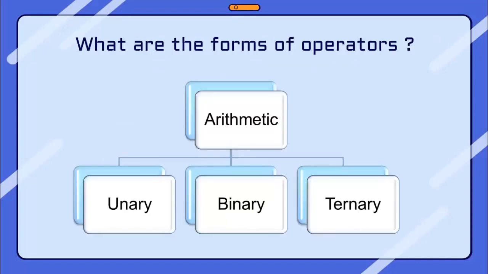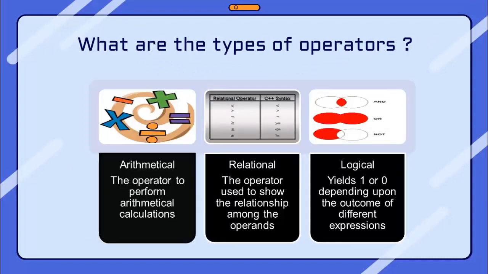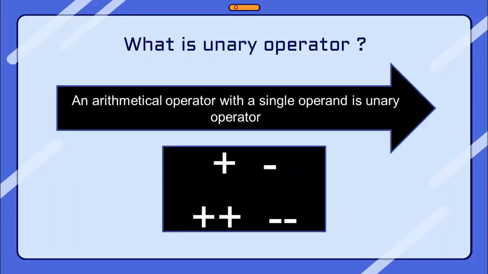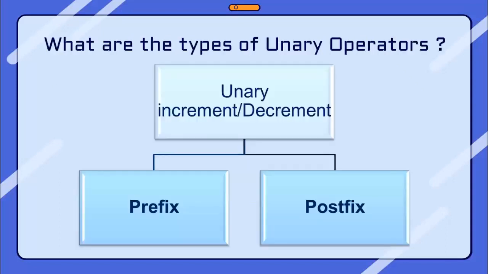And what are the forms of operators? Forms are unary, binary, and ternary. And the types of operators are arithmetic, relational, and logical operators. A unary operator is an arithmetic operator with a single operand. Plus, minus, plus plus, and minus minus are the operators here.